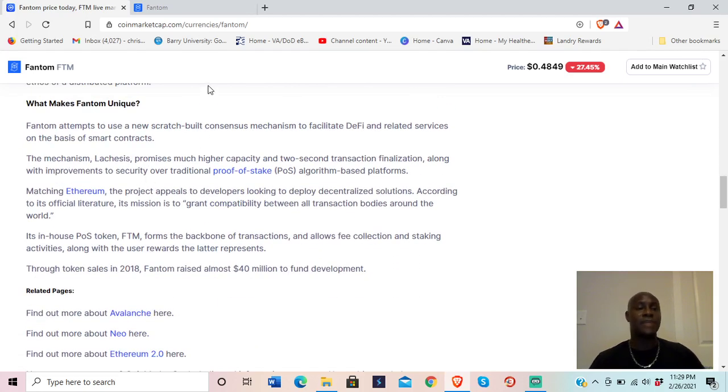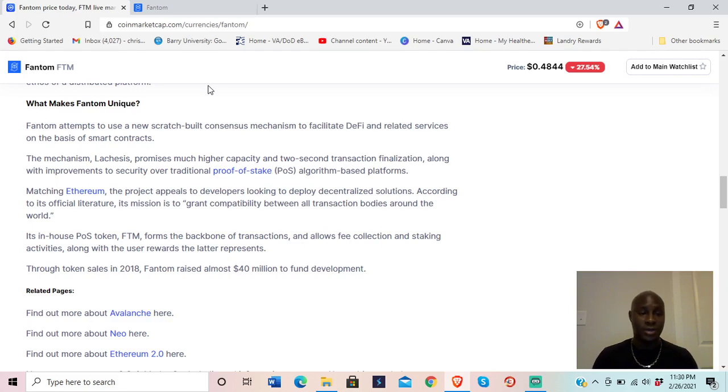So what's making Fantom unique right now? Fantom attempts to use a new scratch-built consensus mechanism to facilitate DeFi and related services on the basis of smart contracts. The mechanism, Lachesis, I believe, promises much higher capacity and 2-second transaction finalization, along with improvements to security over traditional proof-of-stake algorithm-based platforms. Matching Ethereum, the project appeals to developers looking to deploy decentralized solutions. According to its official literature, its mission is to grant capability between all transaction bodies around the world.